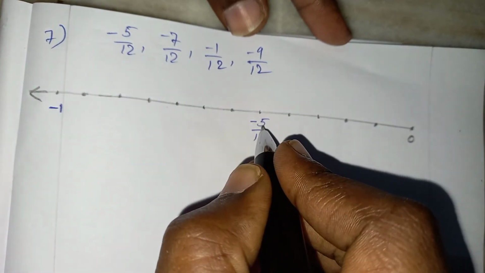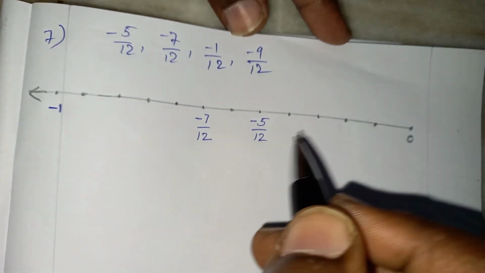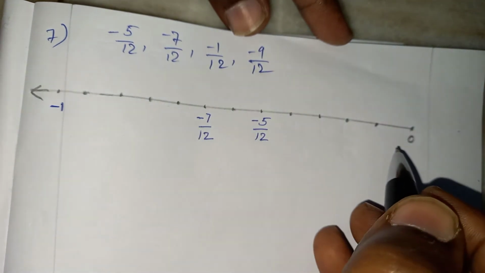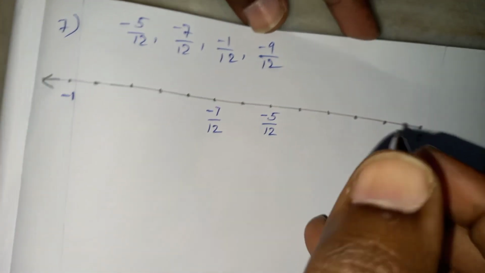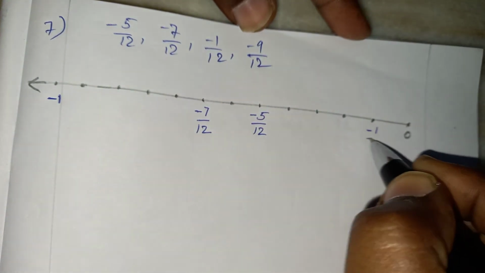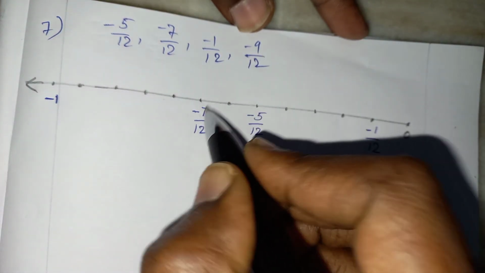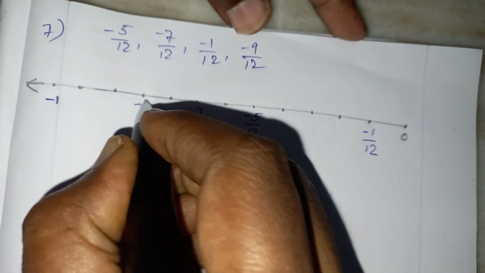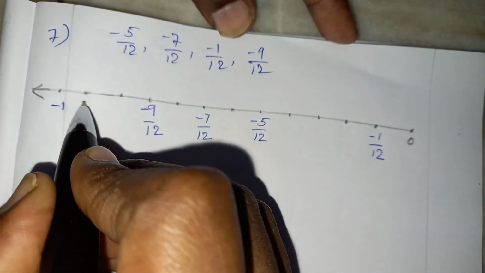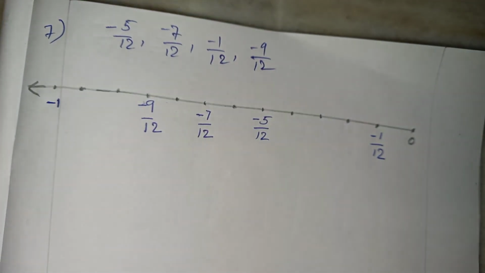Next, 7 by 12. After 5, 6 and 7, so this will be minus 7 by 12. When they ask you to represent these numbers, you should not mention the remaining numbers, otherwise they will not understand your solution. Minus 1 by 12, the first one. Then 9, which is after 7 only, 8, 9. Minus 9 by 12. Correct, no? This will be 10 by 12, 11 by 12, 12 by 12. 12 by 12 means 1 only. Understand?